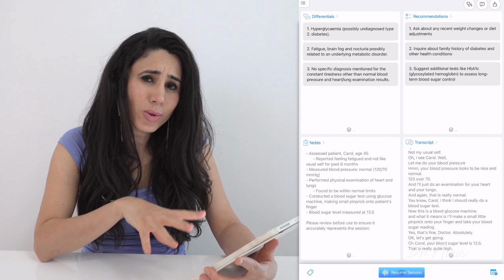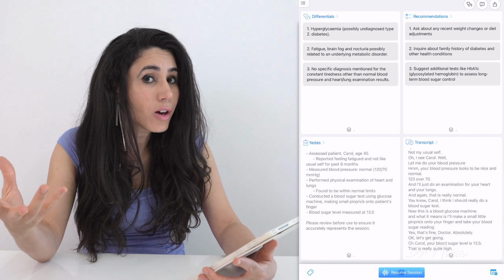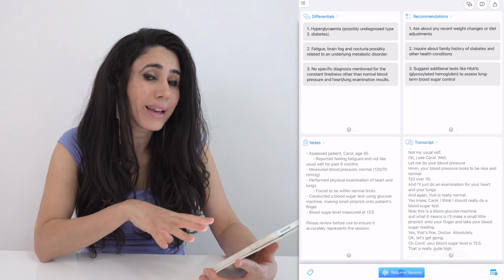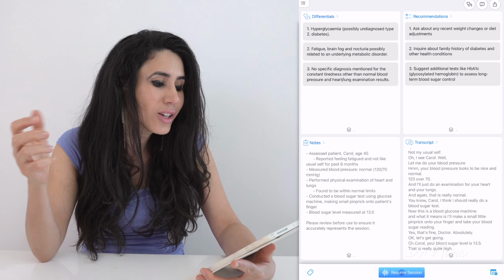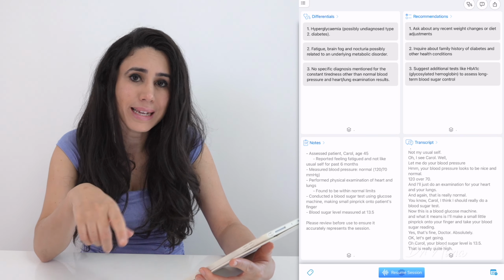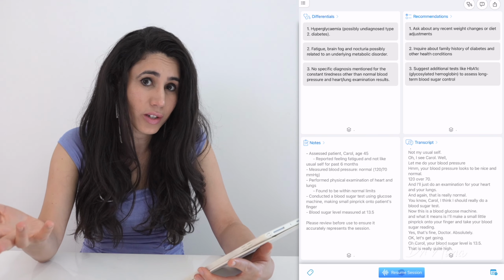So now the application has thought about the conversation between the patient and the doctor, it's come up with a couple of differential diagnoses, and pleasingly the first one is undiagnosed type 2 diabetes, which of course is what the diagnosis is. So it does this all in real time, so it's changing constantly as the doctor and patient conversation is evolving, which is really useful for a doctor, for example.